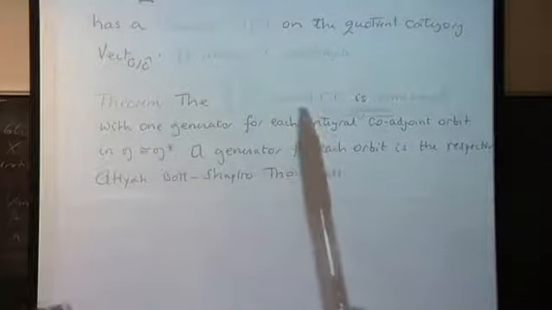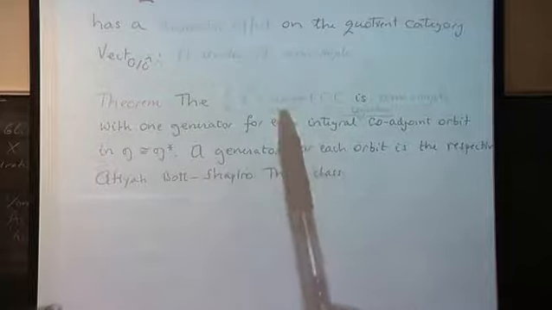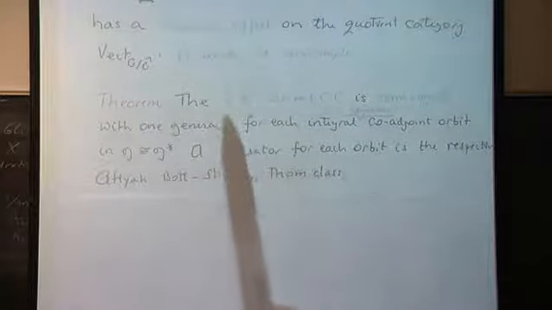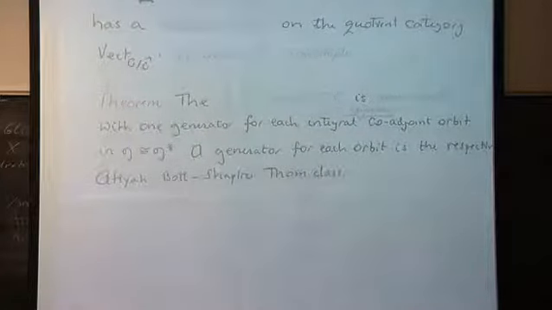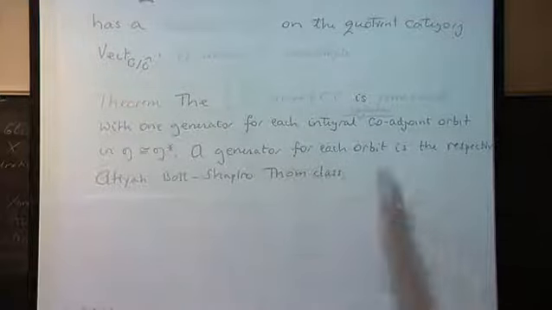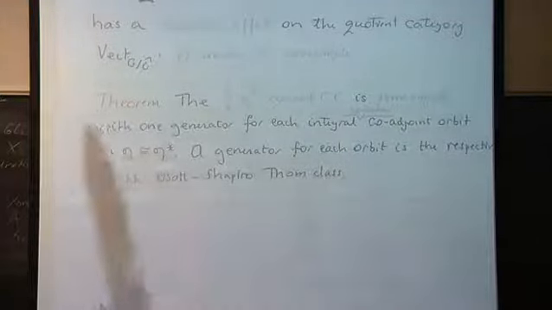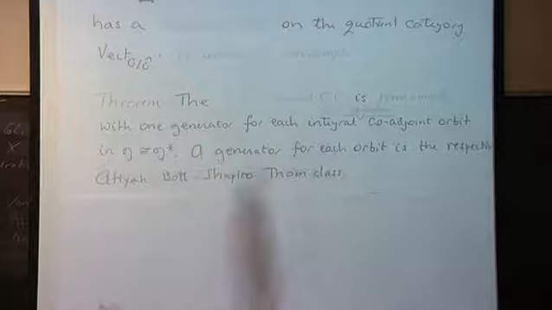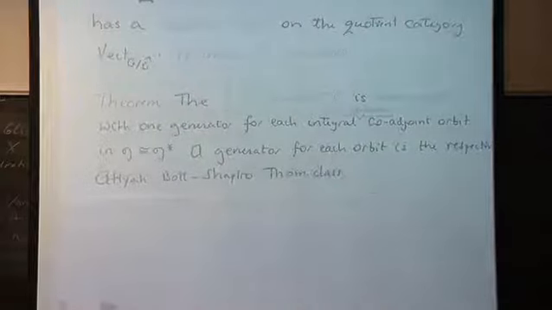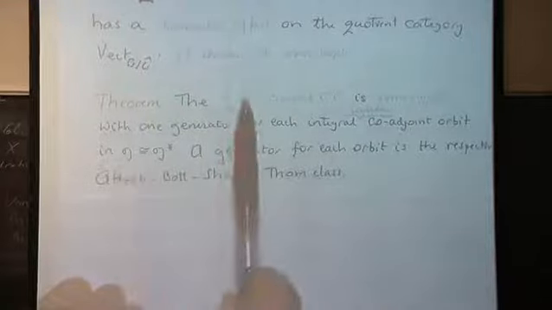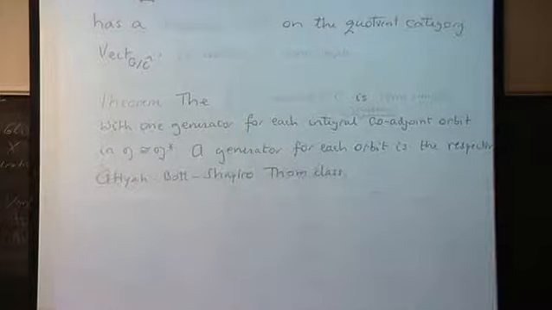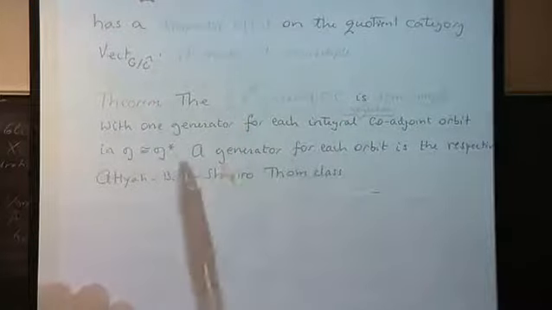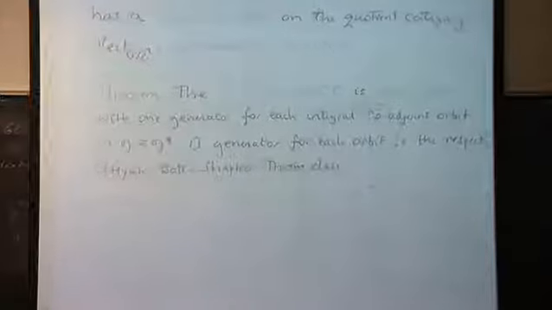If you take the curved Cartan complex and add this quadratic invariant function as a curvature, the resulting category is semi-simple, or the equivalent one that's semi-simple, with one generator for each integral regular coadjoint orbit in g, which is identified with g star using the quadratic form. And you can be more precise, a generator for each orbit is the Atiyah-Bott-Shapiro-Thom class of the orbit.